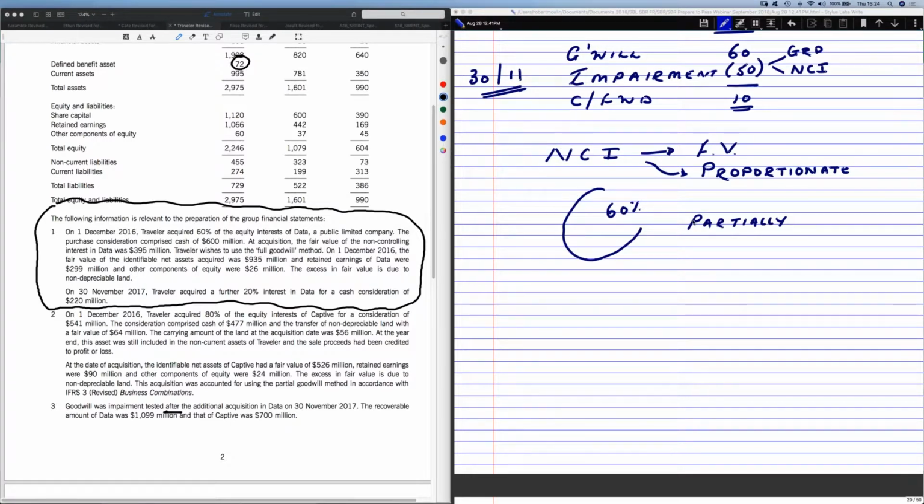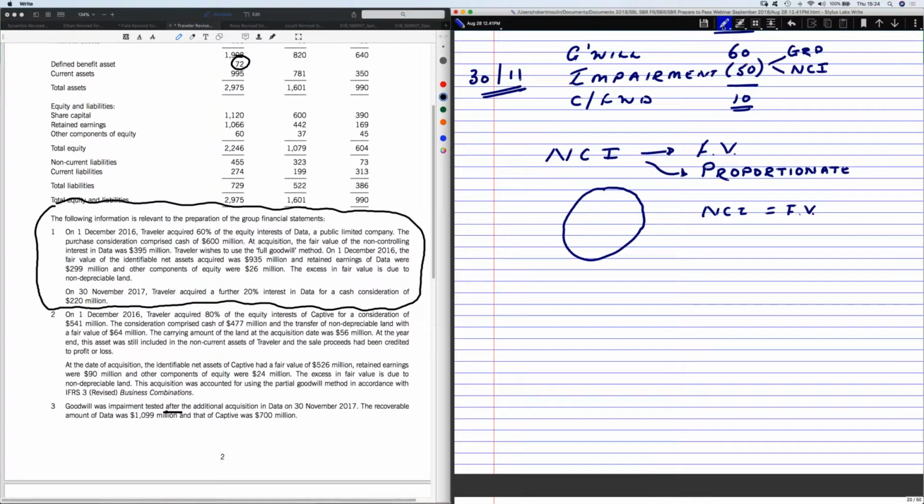Now, let's go back to what we have got in the question. The policy here is for the NCI to be measured at fair value. So what percentage of the goodwill is being calculated? If the policy is fair value, NCI equals fair value, please tell me what is the percentage of goodwill that is being recognized? It is 100%, isn't it? Yes, 100%.